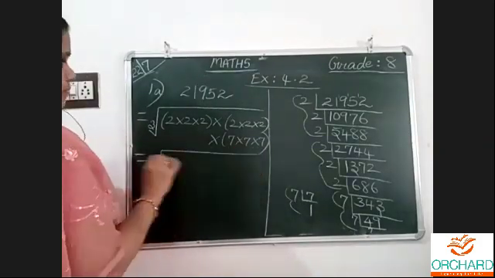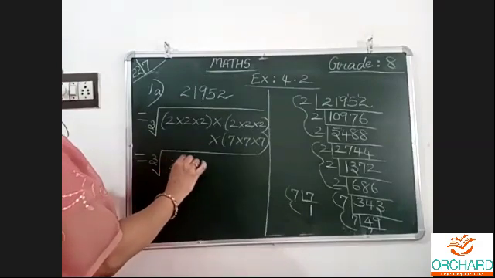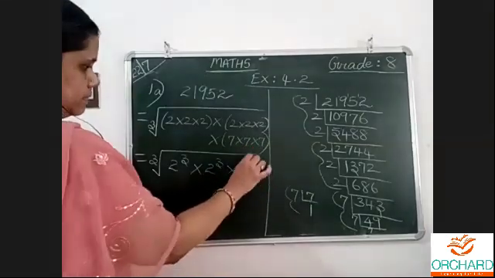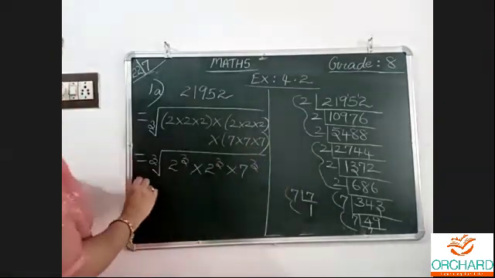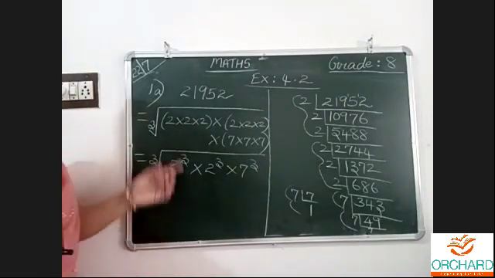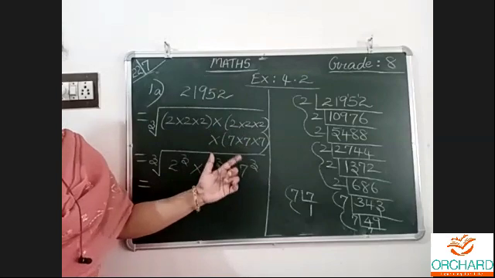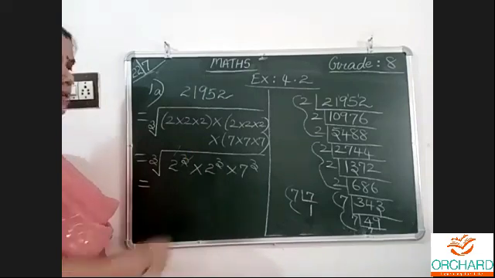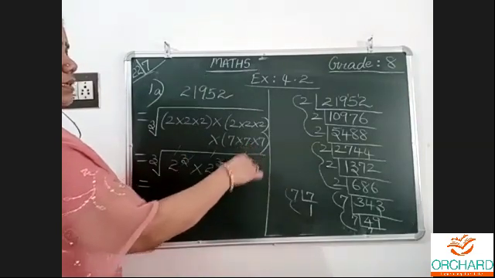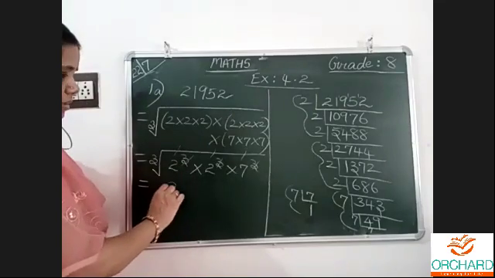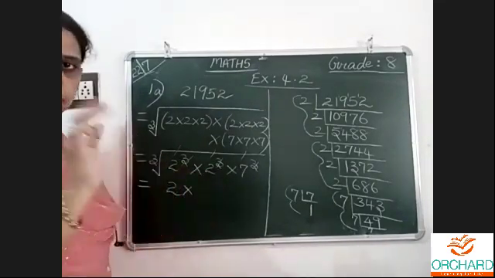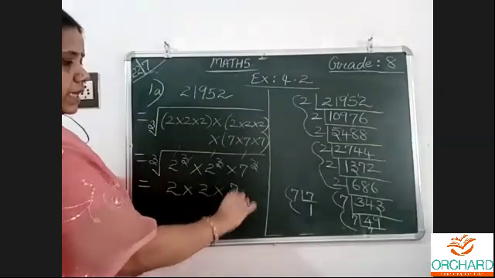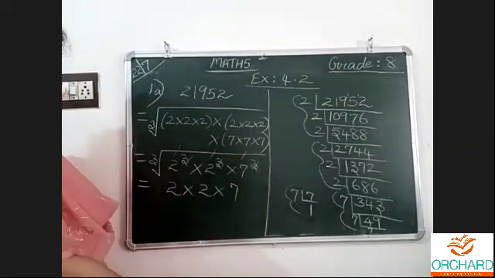Cube root of 2 power 3. Steps are a must. Steps compulsory. It carries marks. It is a 3 marks question. So 2 power 3, 2 power 3, 7 power 3. Now 3 and cube root get cancelled. 2 will jump out. Only when they are in groups of 3 is it possible. Otherwise it's not possible. They are in groups of 3, so 3 and cube root get cancelled.